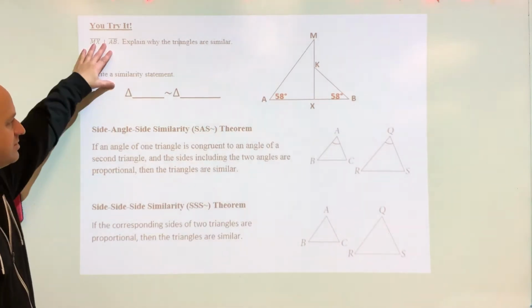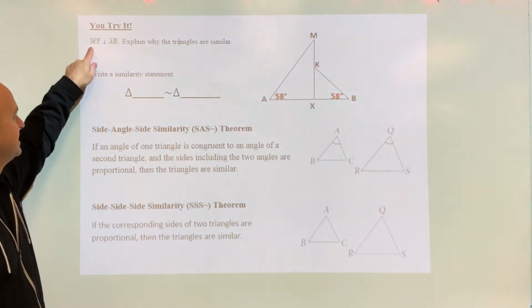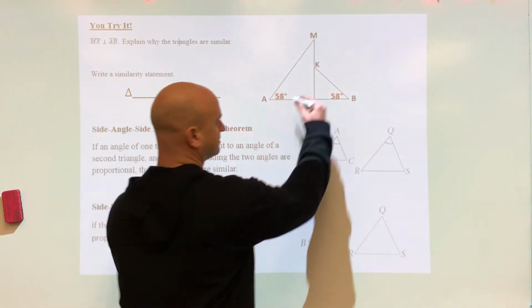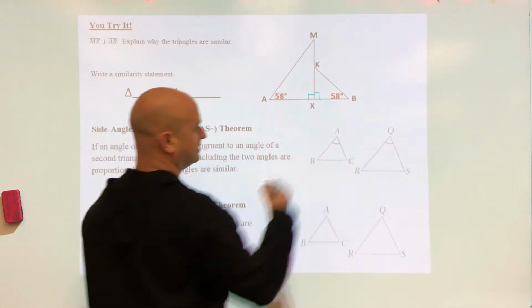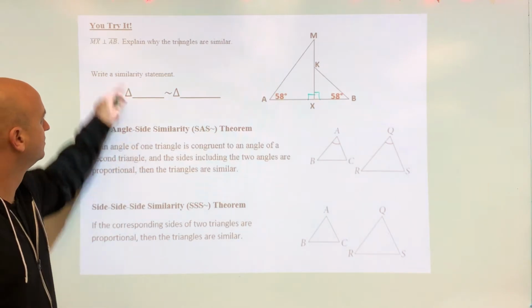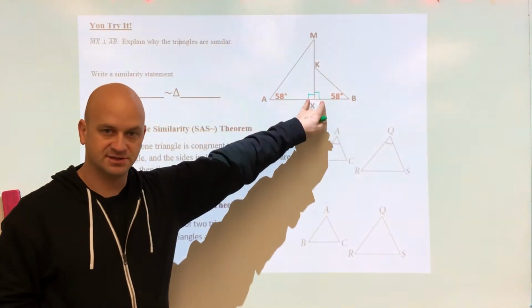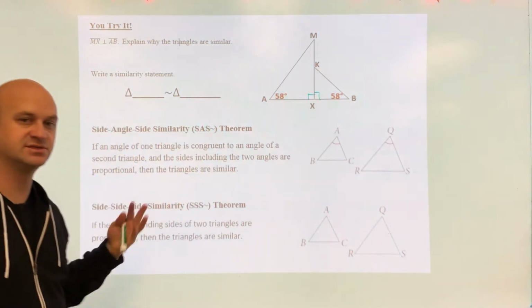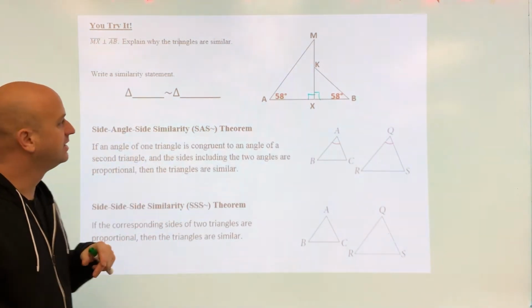All right, here's another problem that we can use angle-angle for. In this case, this right here tells us that the lines are perpendicular. So right here, we have two 90-degree angles. So this tells us that these two angles are congruent. These two 58s are given. So in this case, these two triangles are similar by angle-angle.